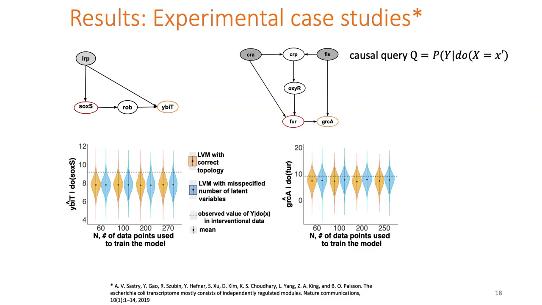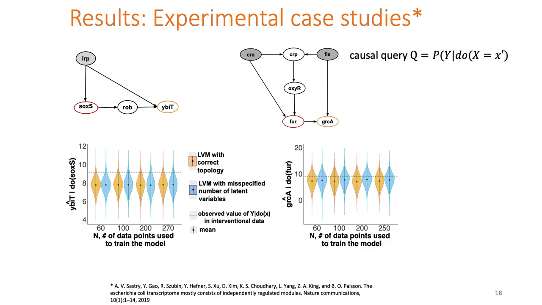The second case studies are the experimental case studies. The data for these case studies are from the paper by Sastry, which was published in Nature Communications in 2019. The data contained 278 RNA-seq normalized expression profiles of E. coli across 154 unique experimental conditions. Interventional data corresponding to the query of interest was available, hence we had a measure of the ground truth.